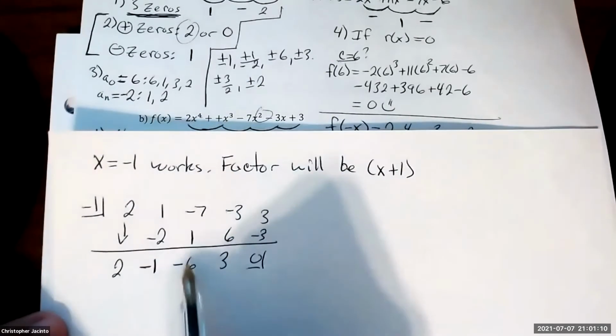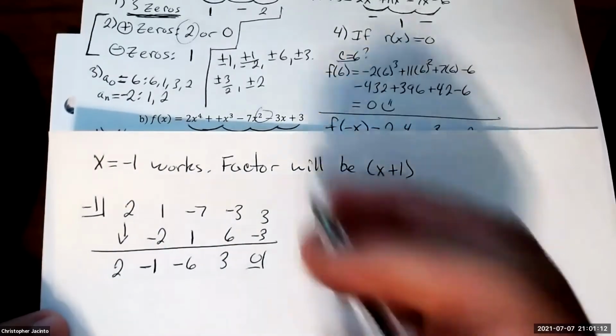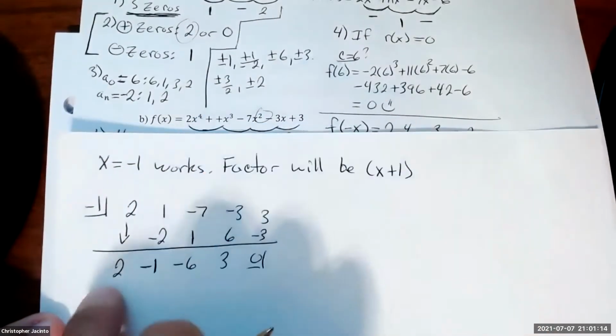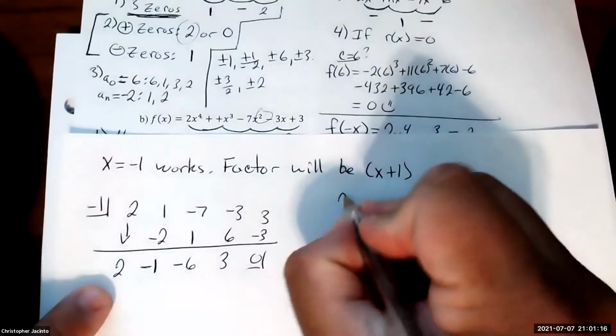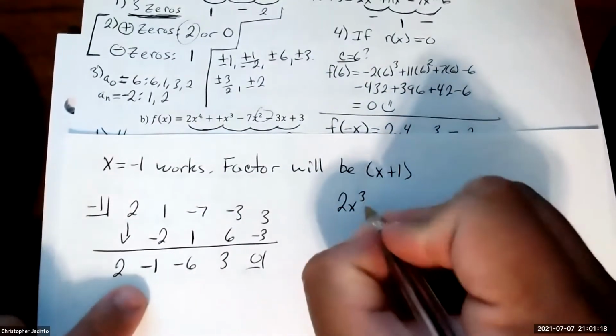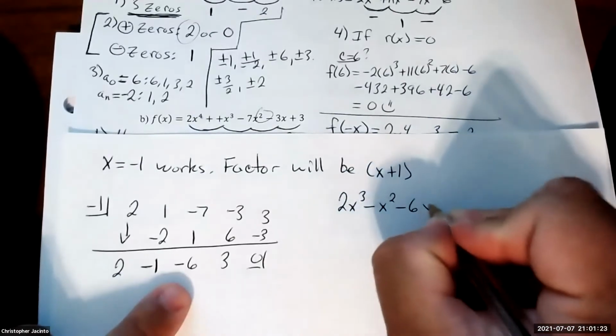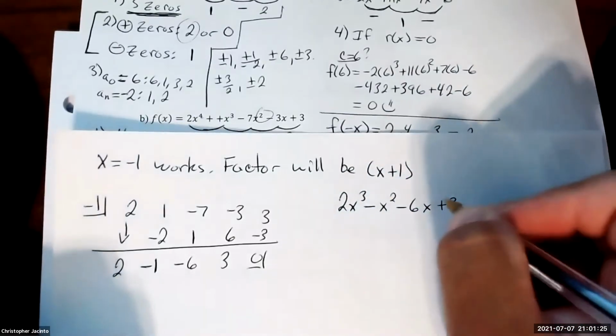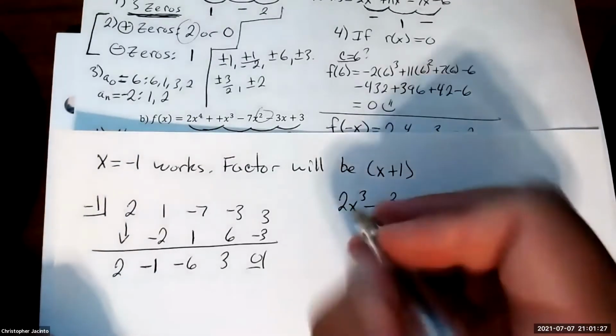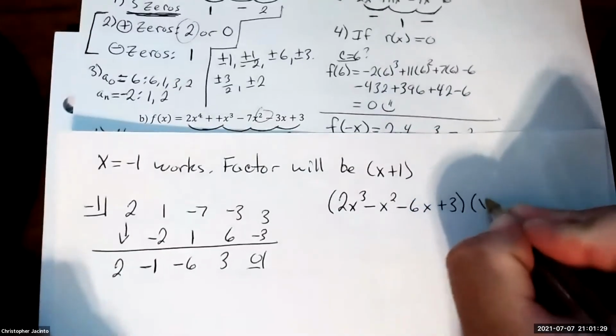So our new breakdown would be, again, since we started with 4, we start with 3, so it'll be 2x to the third minus x squared minus 6x plus 3, right? That's our new broken down factor. So remember, it's to be this times x plus 1.